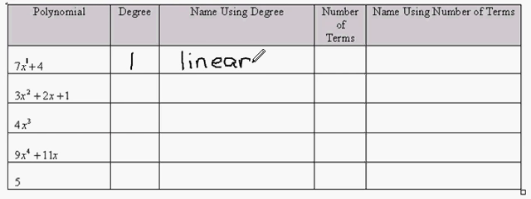Now we look at the expression and see how many terms there are. 7x is one term, and then a 4 is another term. So we have 2 terms total. When we have 2 terms, we call that a binomial.